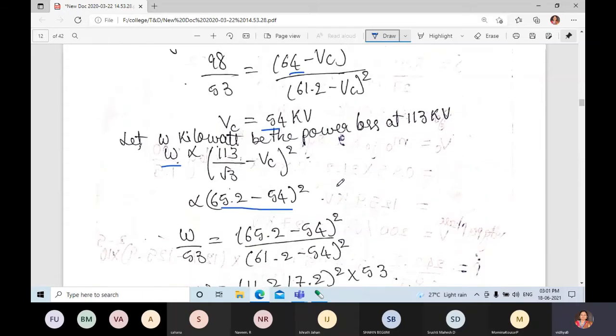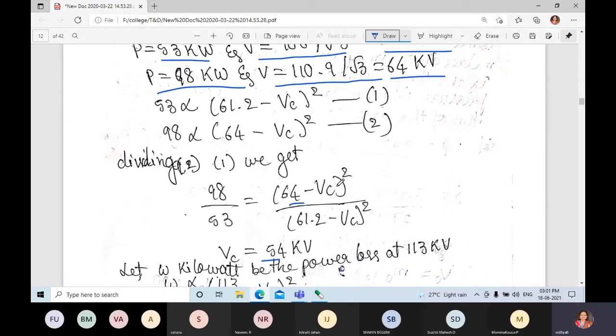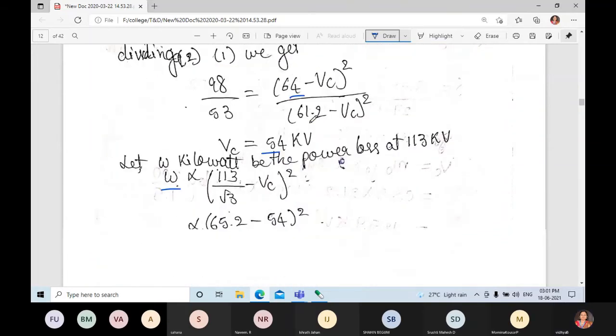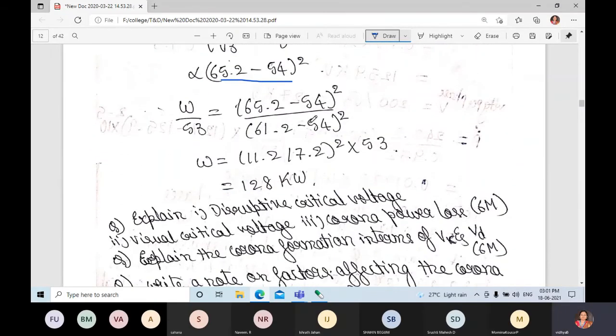They have considered two cases. So W is equal to, you will get, 11.2 divided by 7.2 whole square into 53. That is what W is equal to, 128 kilowatt.